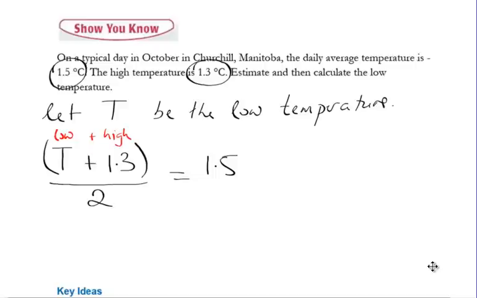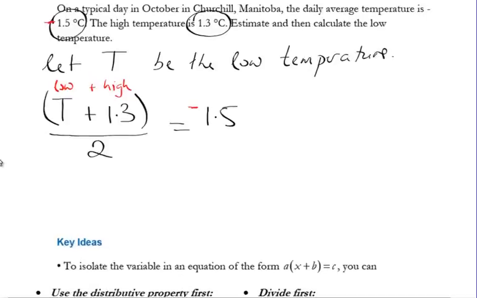The high temperature for the day was 1.3, and the low temperature is actually, the negative sign should be there, I beg your pardon, that's the average temperature. The average temperature is actually a negative. So that's what we've got there. So what's the best way to deal with that? Go through division by 2. Easiest to multiply by 2, isn't it? Multiply by 2 here, leaving us with t plus 1.3, of course. 2 divided by 2 is 1, equals negative 3.0.